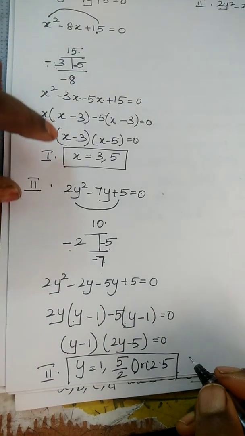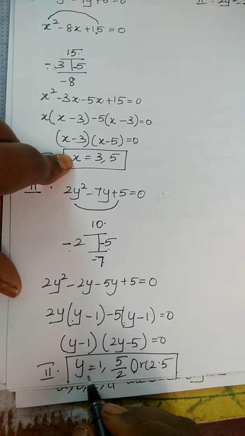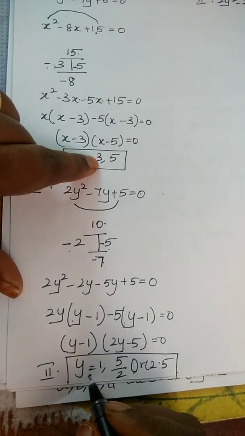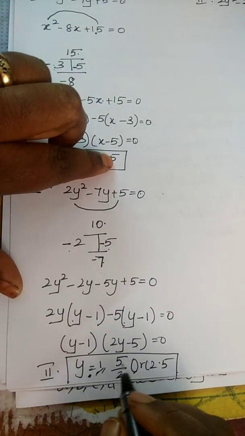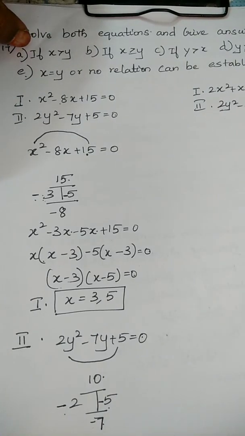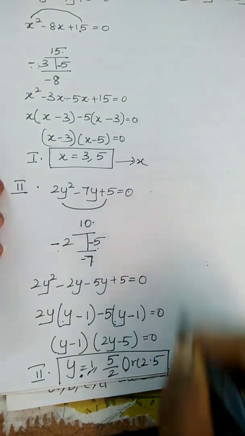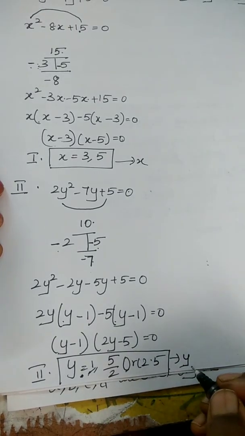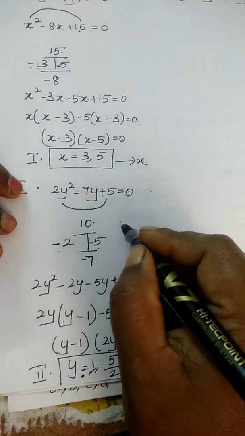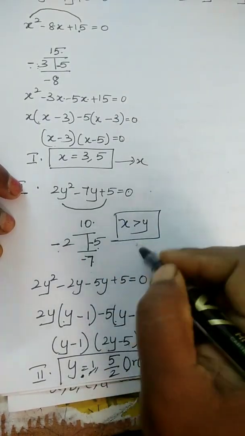Okay, let's compare. This is x and this is y. Which one is greater? 3 greater than 1 and 5 greater than 2.5. So from the given question, option A is the right one. X greater than y. Am I right? This is the x and this is the y. From this we can say option A, x greater than y, is the answer.